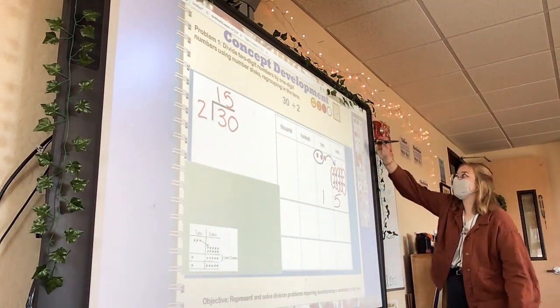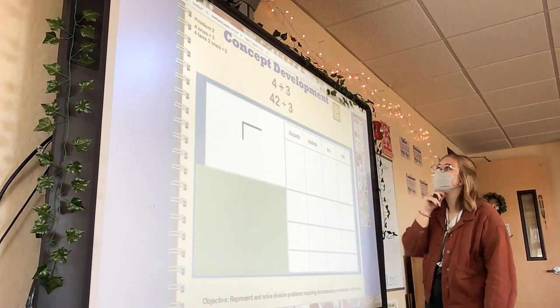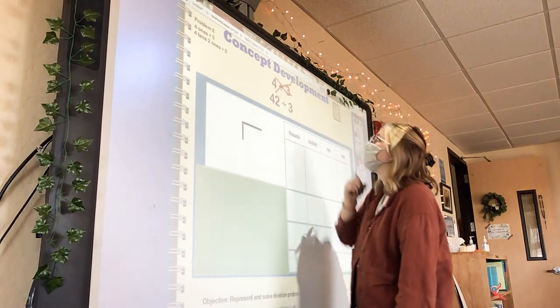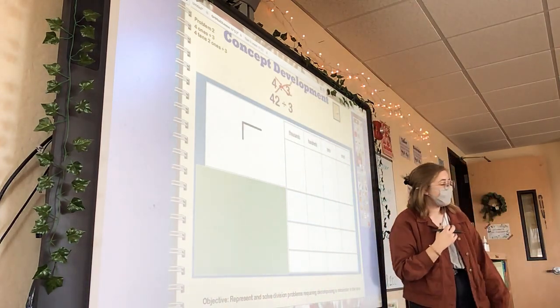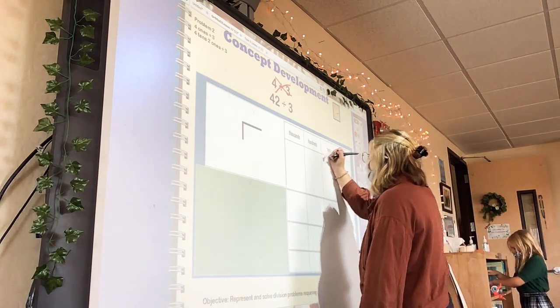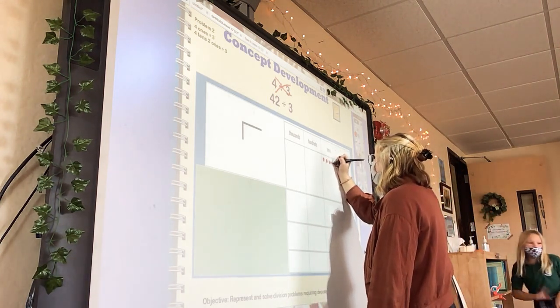Alright, let's try one. Here we go. On our whiteboard, go ahead and go to your place value chart side of your whiteboard. Let's do 42 divided by 3. So start by showing 4 tens and 3 ones in your place value chart.